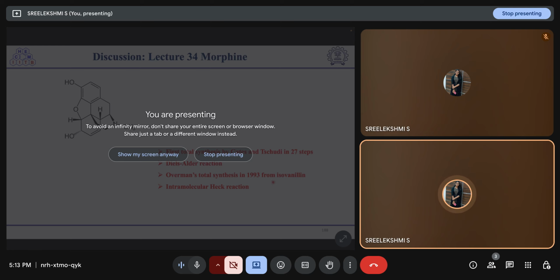Now, for Overman's total synthesis, which came out in 1993, the key reaction was an intramolecular Heck reaction to forge the critical quaternary center of the morphine skeleton, followed by sequential iminium ion allylsilane cyclization. The starting material used was isovanillin. Here they could complete the total synthesis in 10 steps with 1.01 percent overall yield.